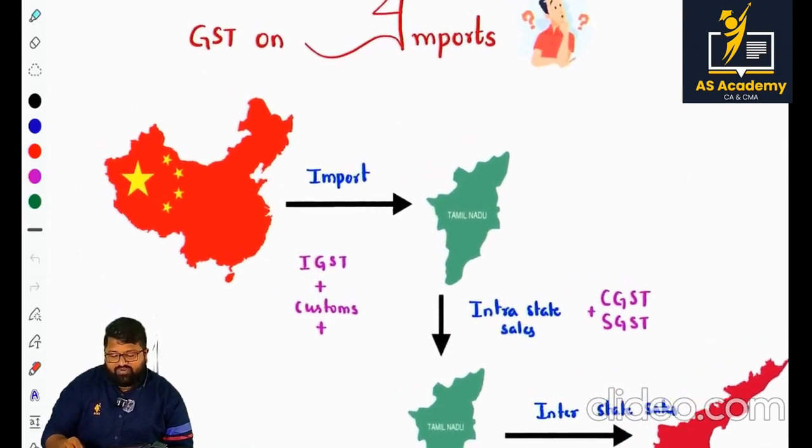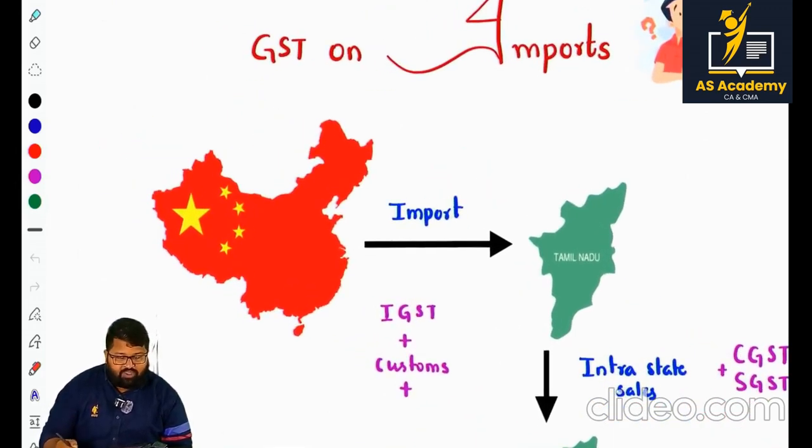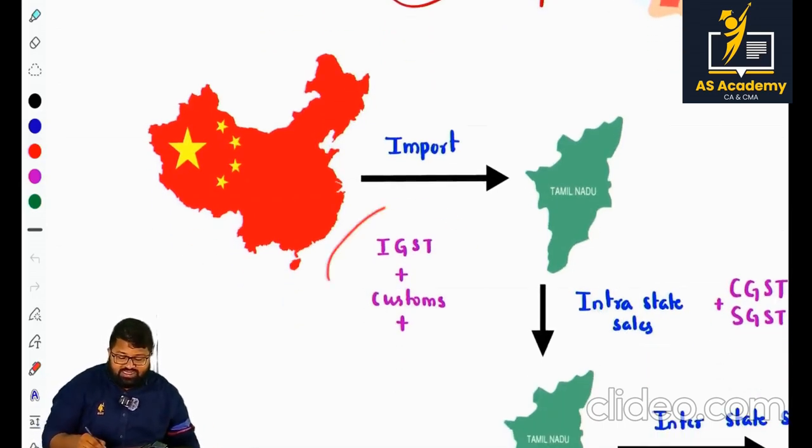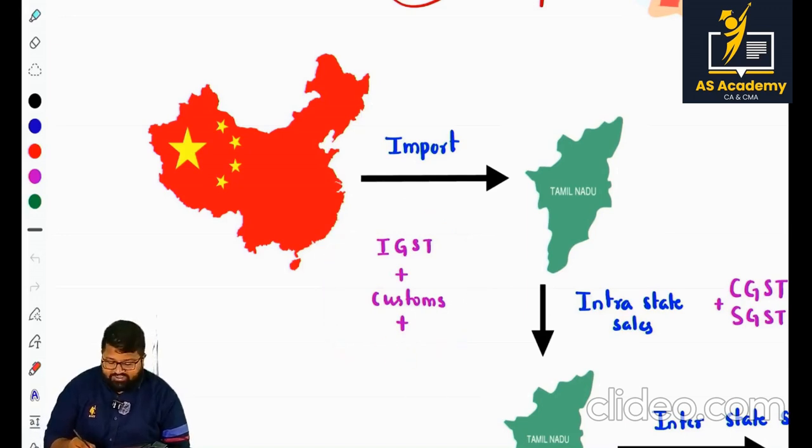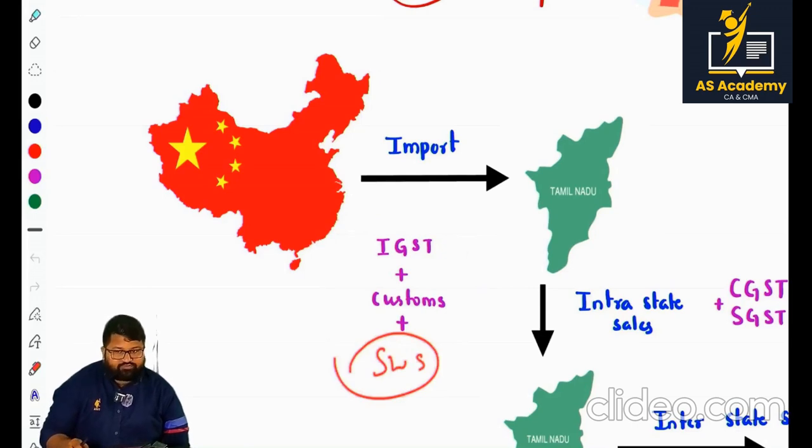Next, when we are importing goods from China to Tamil Nadu, for example, what is the duty levied there? Customs duty plus IGST. What is the reason? It is deemed as an interstate supply. And here additionally, what is that? Social welfare.